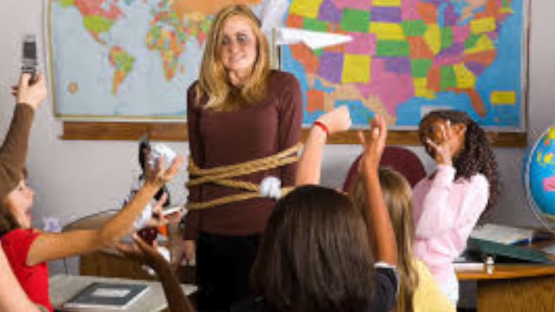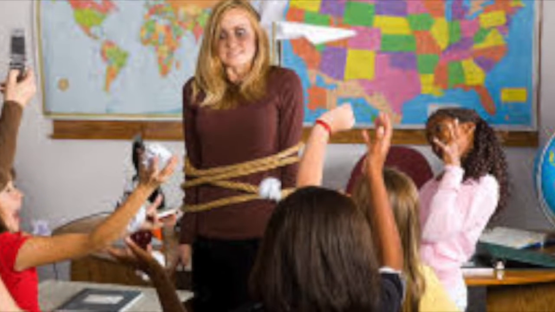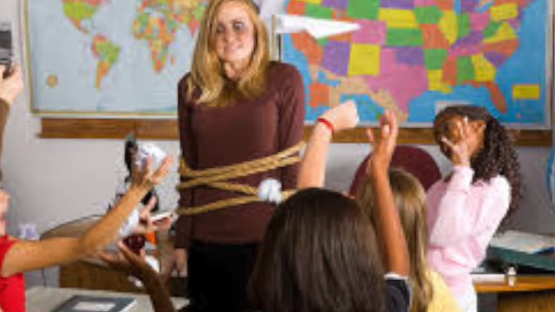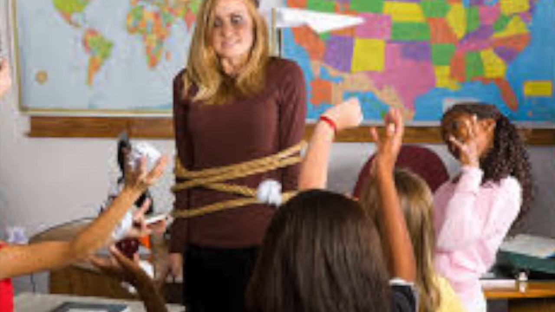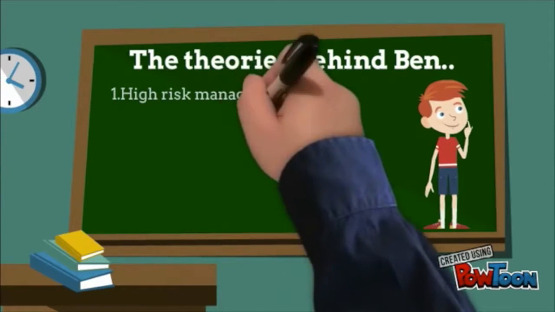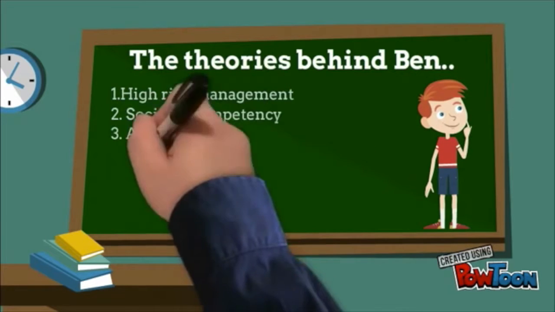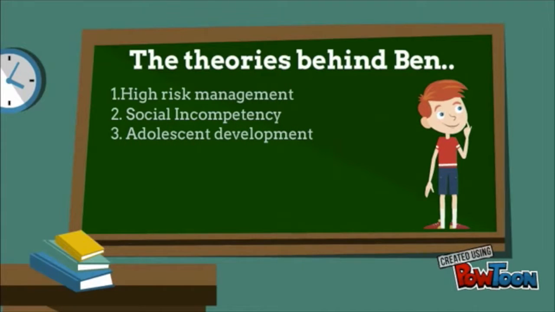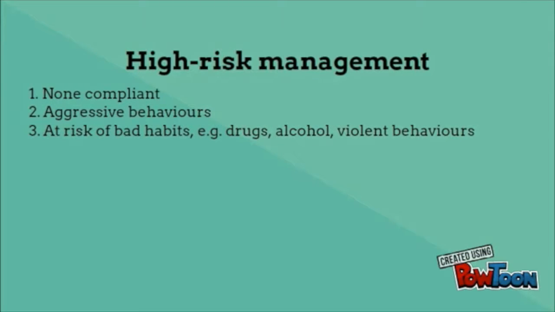Lastly, disruptive behaviors could significantly affect teachers' emotional well-being, easily leading to teachers' burnout and quitting the workforce. The theories behind Ben are high-risk management, social incompetency, and adolescent development. In regards to high-risk management, Ben is non-compliant to authoritarian figures and peers. He also displays aggressive behavior. Ben is at risk of bad habits such as drugs, alcohol, and violent behavior.